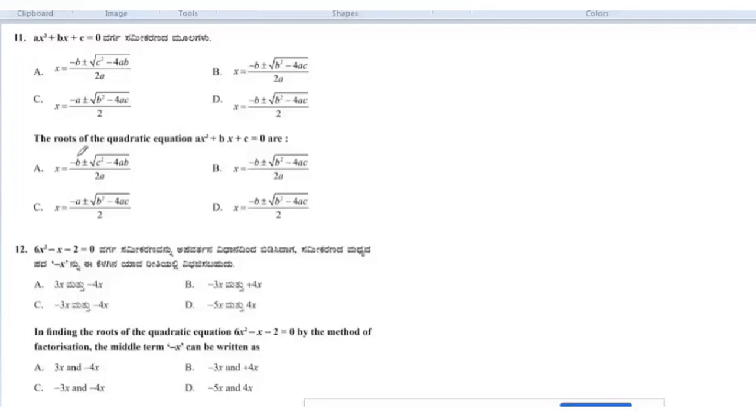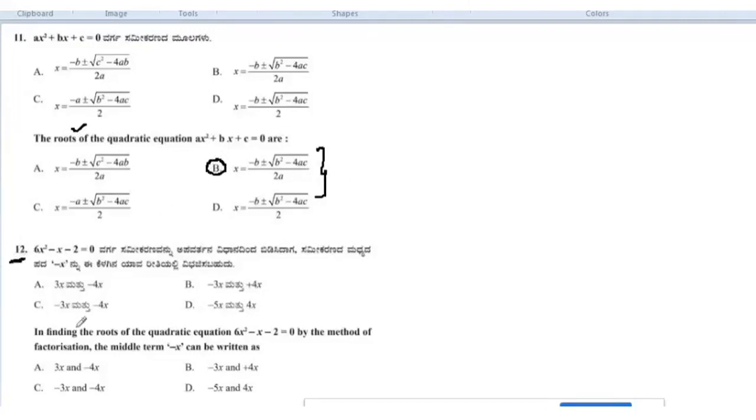Moving on to the 11th question. The roots of the quadratic equation ax square plus bx plus c are. To find the roots of the quadratic equation, we have to use the formula minus b plus or minus root of b square minus 4ac, over 2a. So the correct option among A, B, C, D is B, and this is the basic formula to find the roots of a quadratic equation using the formula method.